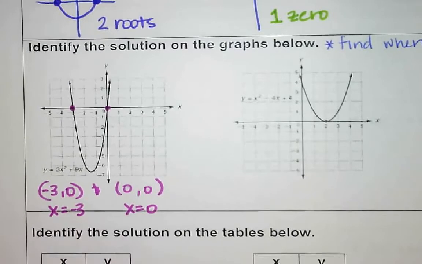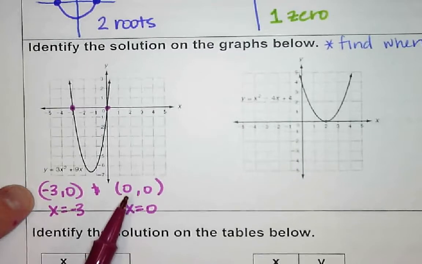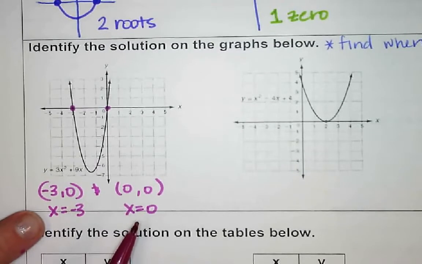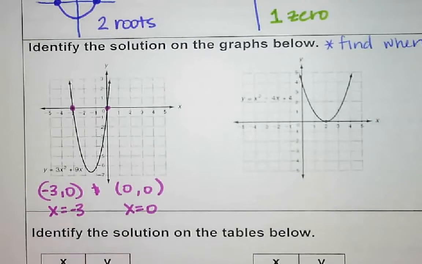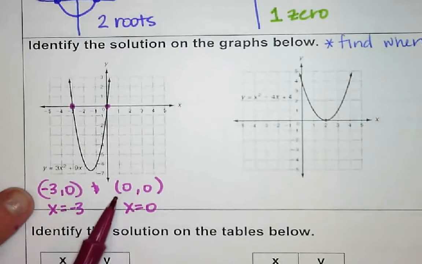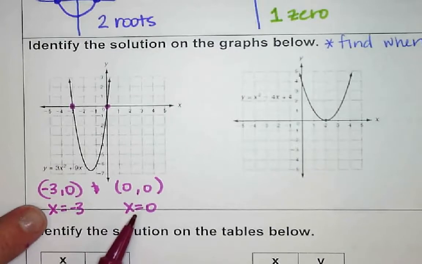All right? If it asks for the x-intercepts, write it as a point. If it asks for the solutions or the roots, you can write it as a value. Does that make sense, you guys? So if it asks for the x-intercepts, please give the ordered pair. But otherwise, you could write it either way.